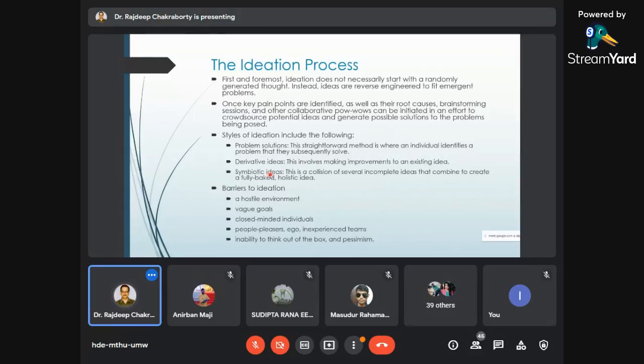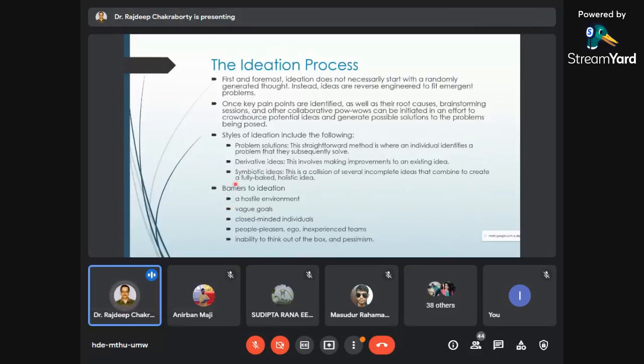So ideation generally, as per the literature, has three types. One is simple problem solution, which is straightforward. One is derivative idea. That means one process or product is already there, you derive the idea from that product and you build a better product. And symbiotic ideas are completely new ideas.